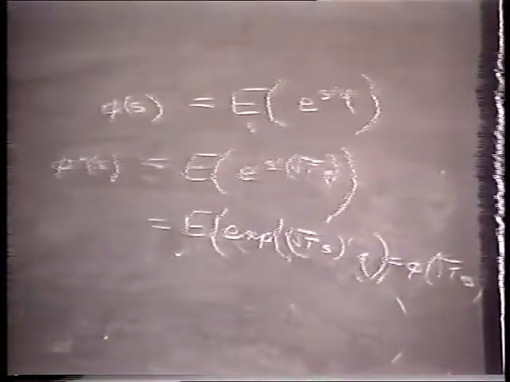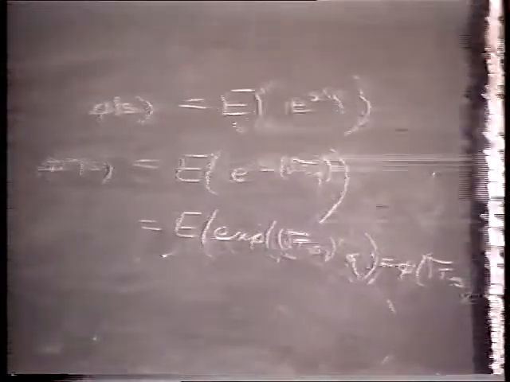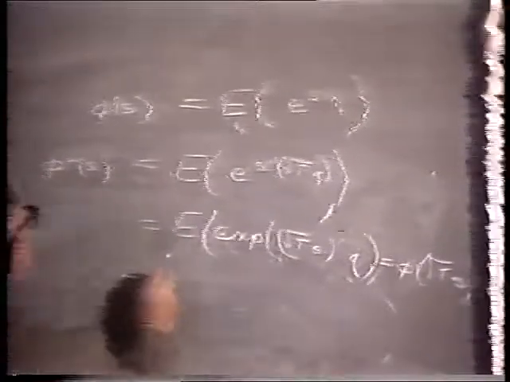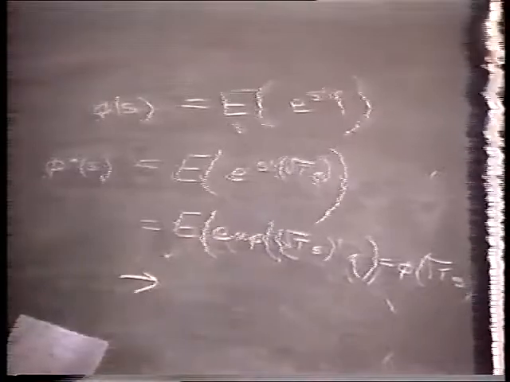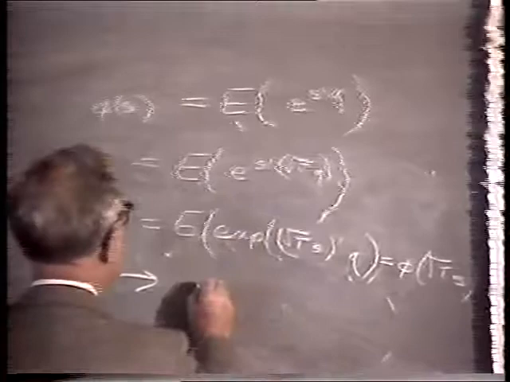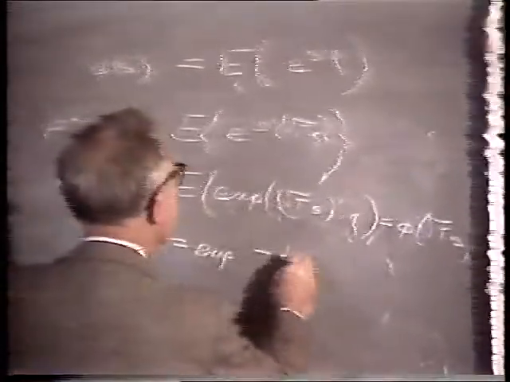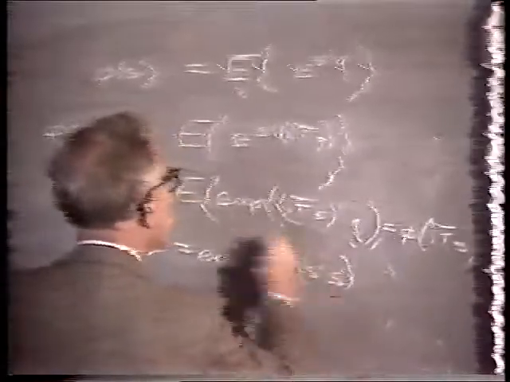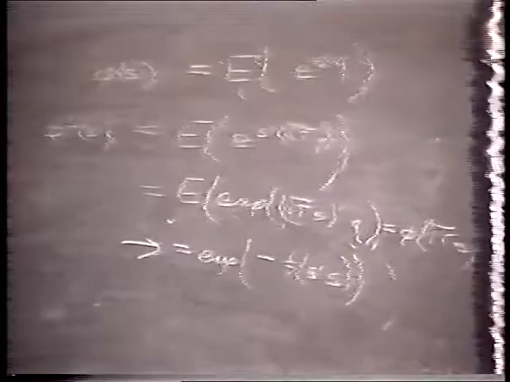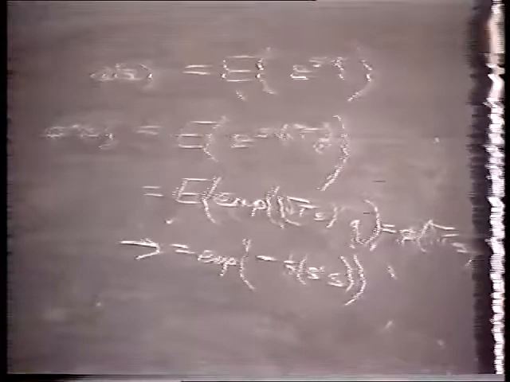and that is because square root of t times q is asymptotically normally distributed, and in fact the limit as t goes to infinity is just exponential minus a half s prime s, which is the characteristic function from the asymptotic distribution.